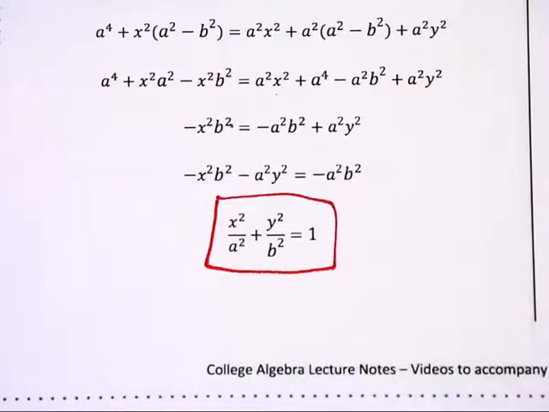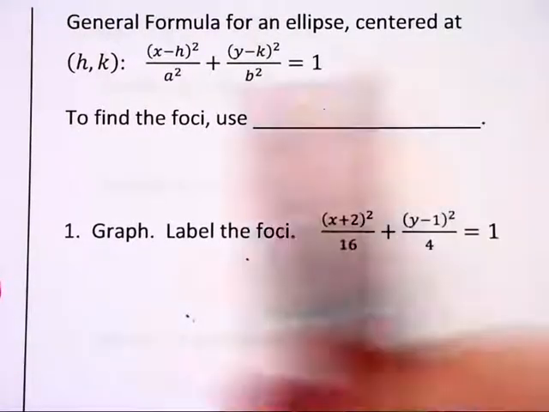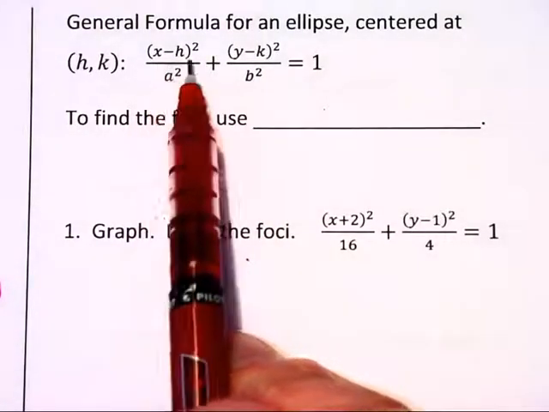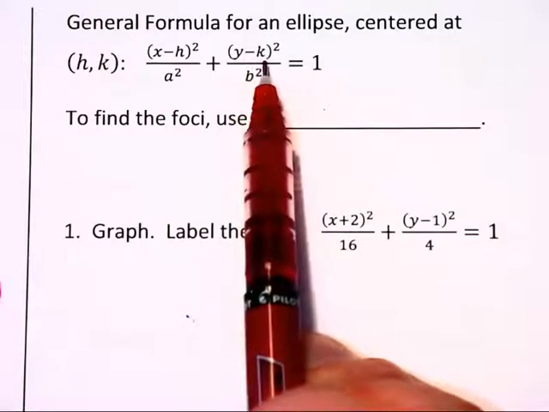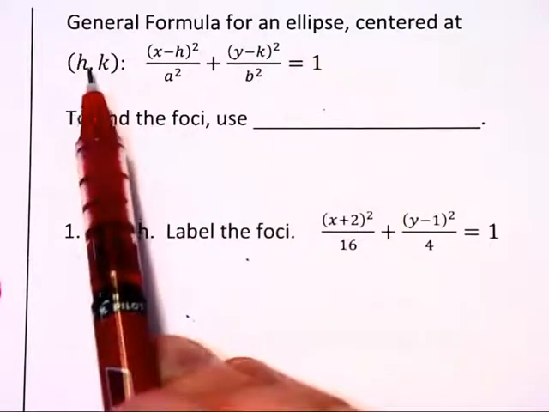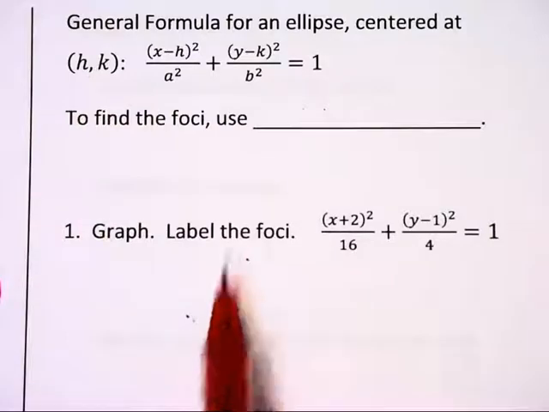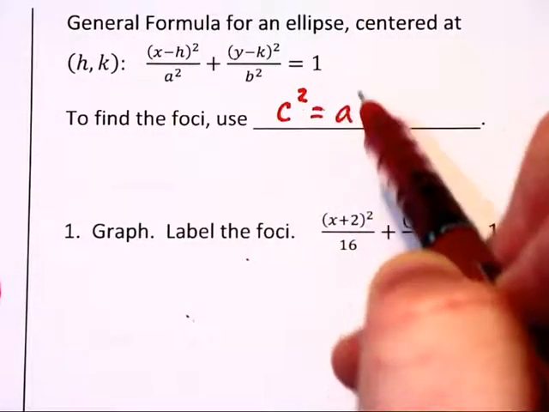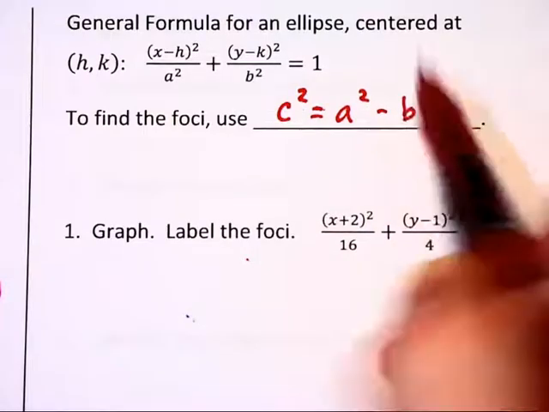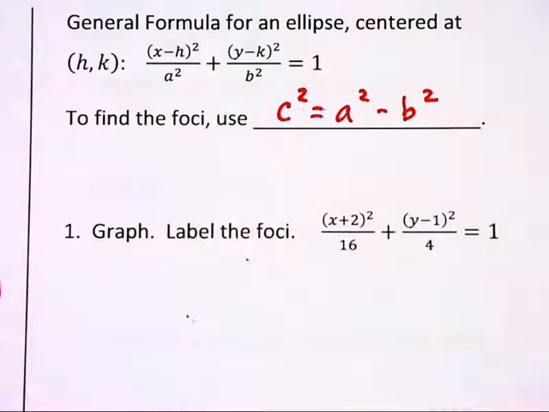If we take this one step further and move up to the top of the next column, I've changed out the x squared for (x minus h) squared and the y squared for (y minus k) squared and set that equal to 1, because that will now be centered at h comma k instead of the origin. And if you want to find the foci using this form, we're going to use c squared equals a squared minus b squared. Basically, you're going to be subtracting your two denominators to find the value of c squared.